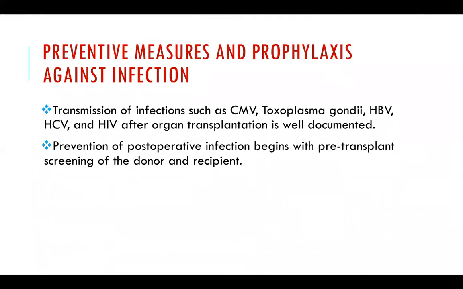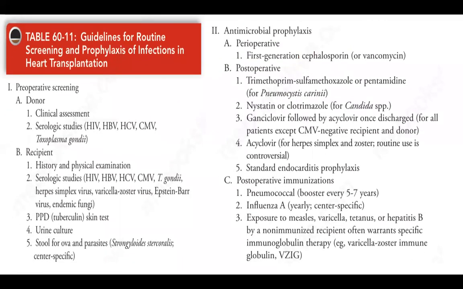Preventive measures and prophylaxis against infections. Transmission of infections such as cytomegalovirus, toxoplasma, hepatitis B virus, hepatitis C, and HIV after organ transplantation is well documented. Prevention of post-operative infection begins with pre-transplant screening of donor and recipient, as Dr. Faisal said, pre-op assessment. So this is the guideline for routine screening and prophylaxis of infections in heart transplantation. Pre-op screening for the donor includes HIV, HBV, HCV, cytomegalovirus, and toxoplasma, and nowadays also coronavirus. The same tests done for the donor are also done for the recipient.